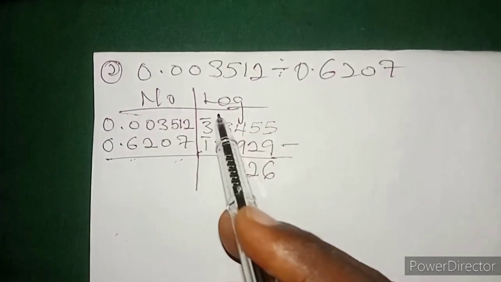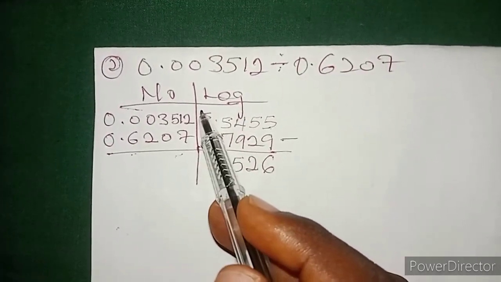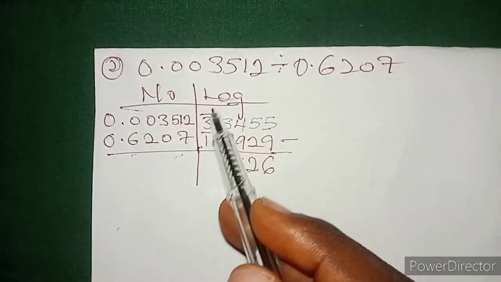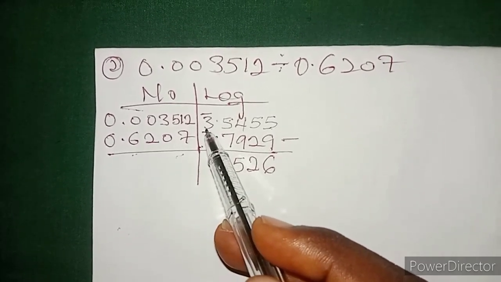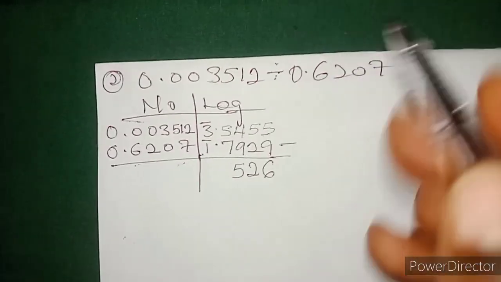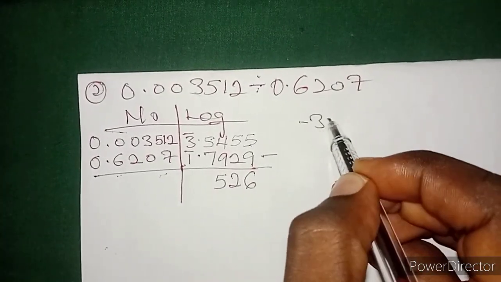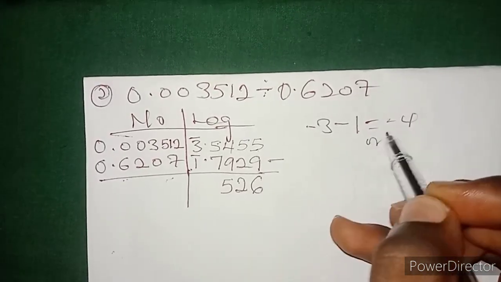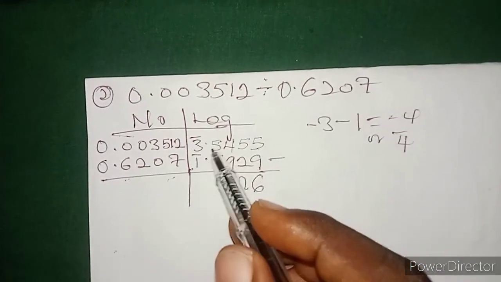I want you to learn something. We're going to borrow from the negative value. So anytime you borrow from a negative number, the number will increase by 1. Take note. So I borrow 1. So minus 3 minus 1 will give us minus 4, which is the same thing as bar 4.